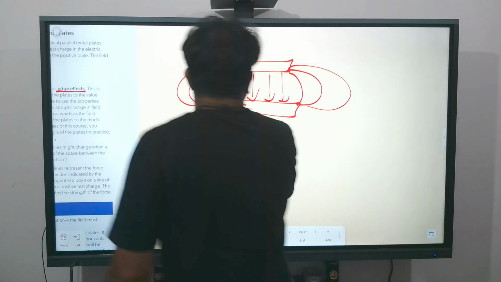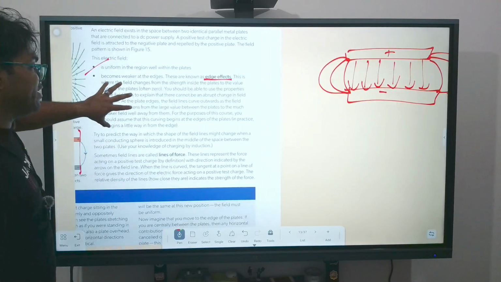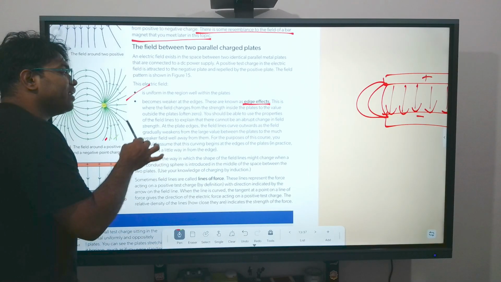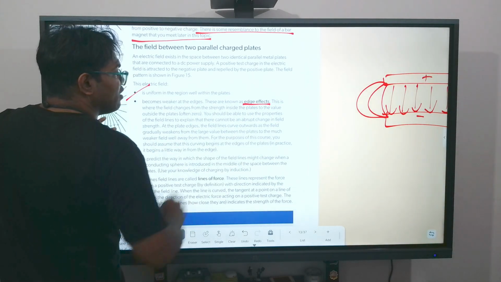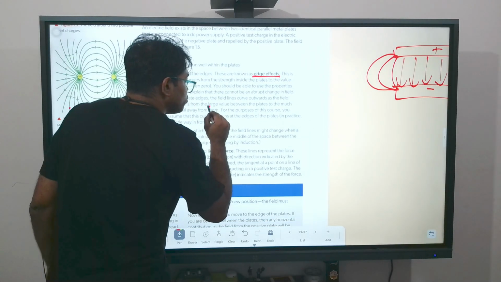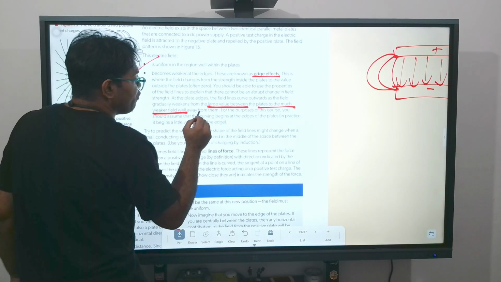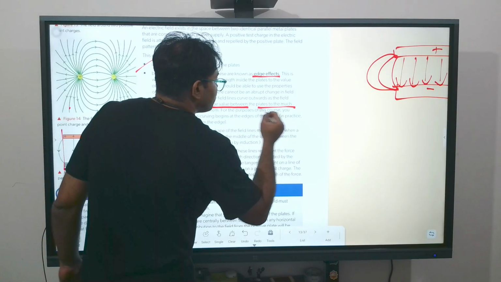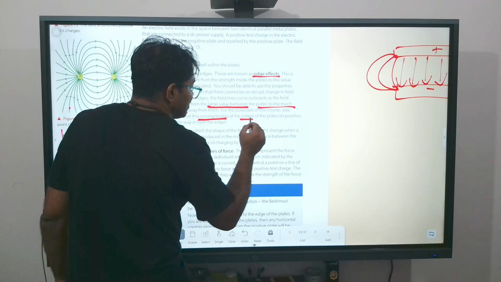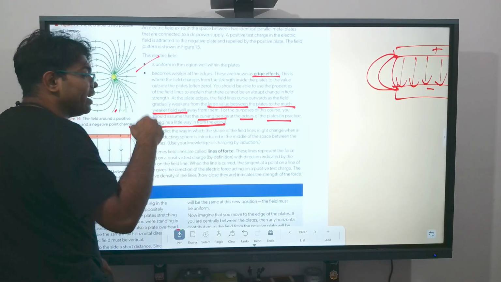Okay. So the field lines will become zero when you cross the edges. Next, at the plate edges, the field lines curve outwards as the field gradually weakens from the large value between the plates to a much weaker value away from the field lines. For the purpose of this course, you should assume that the curve begins at the edges of the plate.